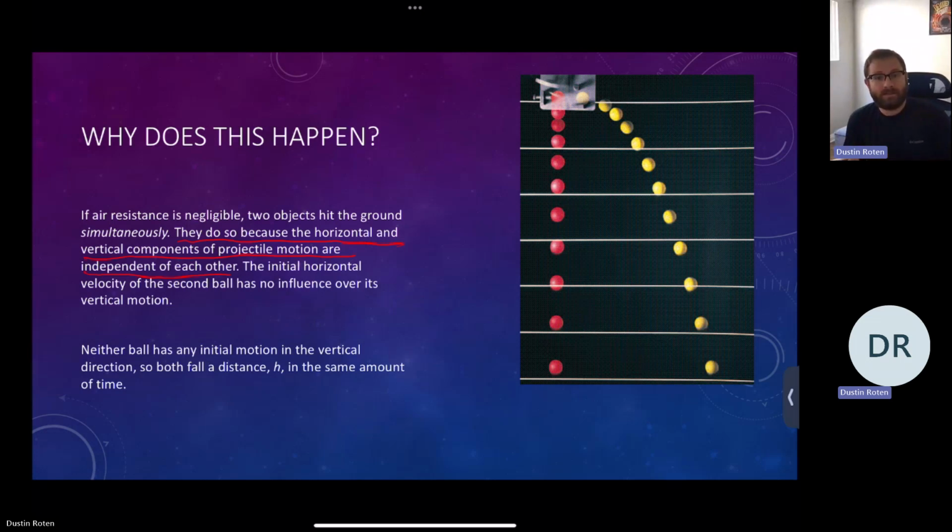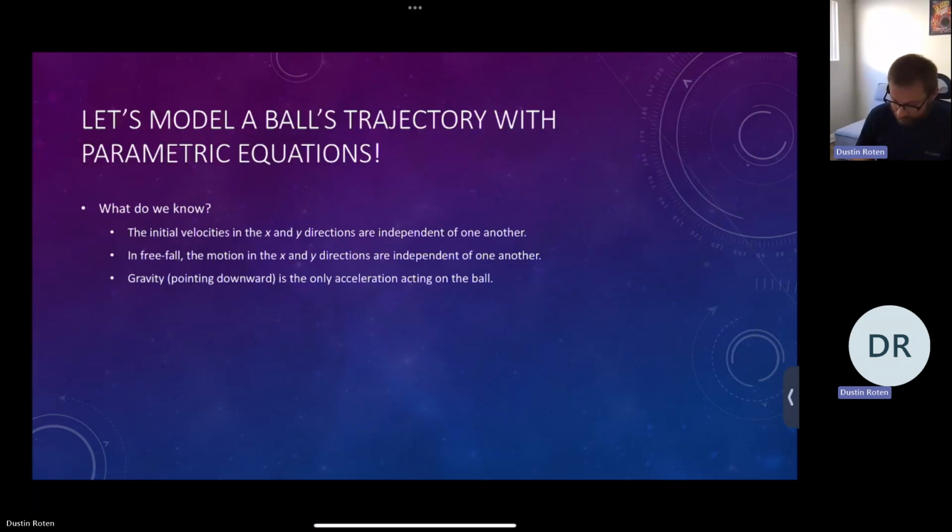The initial horizontal velocity of the second ball has no influence over its vertical motion. So neither ball has any initial motion in the vertical, so they both fall the same distance h. So notice their initial velocity in the vertical, v initial in the y direction, for both was 0 meters per second. Their final distance was also the same. So with everything else held constant in the y direction, they're going to get to the ground at the same time.